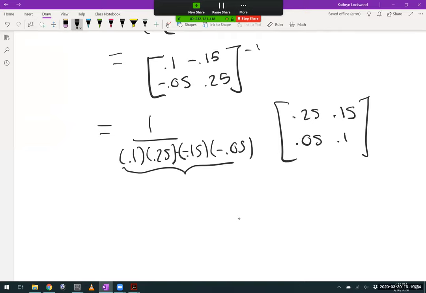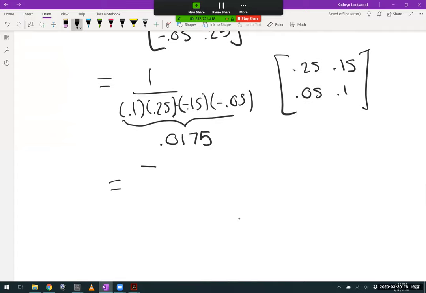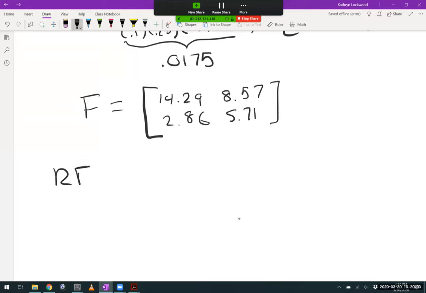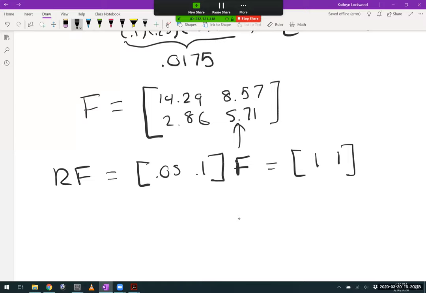The determinant is 0.0175. So if we divide each entry of the matrix by 0.0175, we'll end up with F being about 14.29, 8.57, 2.86, and 5.71, where I'm rounding things a bit here as well. Now, we take the product RF. R was 0.05, 0.1. Multiply that together with the F that we have above. The result ends up being 1, 1.